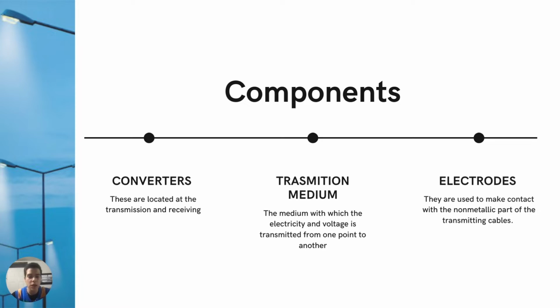For the components that this kind of system has, we have three main subcomponents. They are the converters that we were just talking about, located, as I was telling you before, at the transmission and receiving ends. We also have the transmission medium, which is mainly the medium with which we transmit the electricity from one point to another. And we also have the electrodes. These are the ones used to make contact with the non-metallic part of the transmitting cables. I will tell you a bit more about it in a minute.